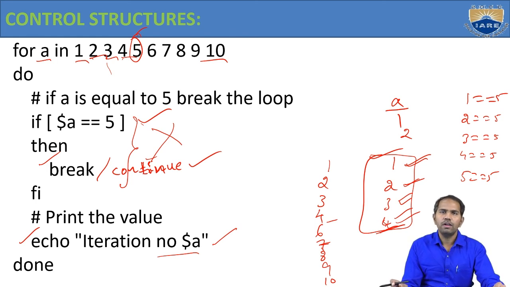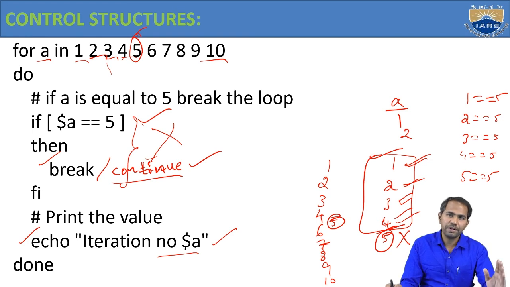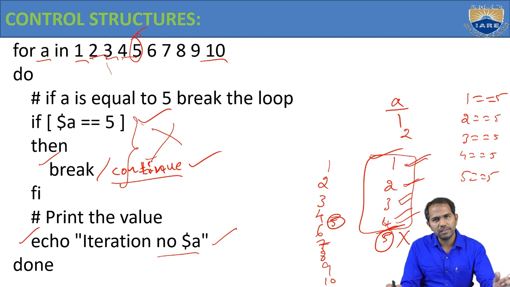Now take continue. Instead of break, I am using continue. So the difference between break and continue: break means at the fifth iteration, it stops. Coming to the continue statement, except the fifth, the remaining iterations are executed, so it skips the present iteration. Now A value 5 is equal to 5, it matches that criteria, only that one is skipped and all the remaining are executed one by one.